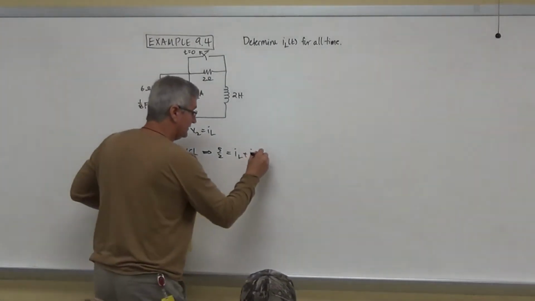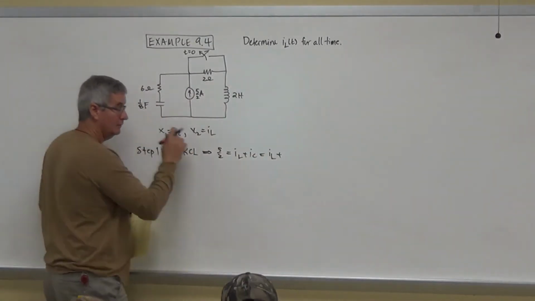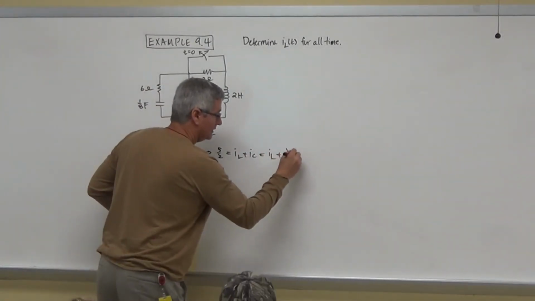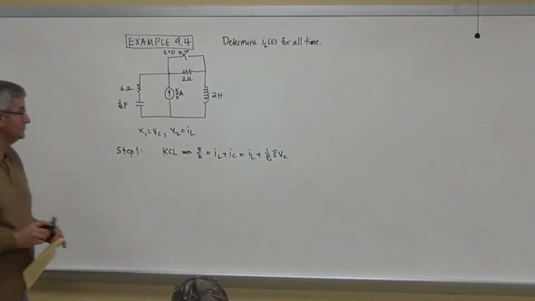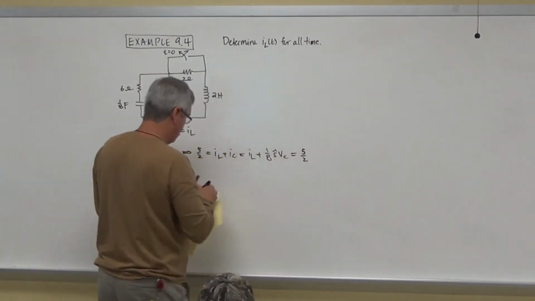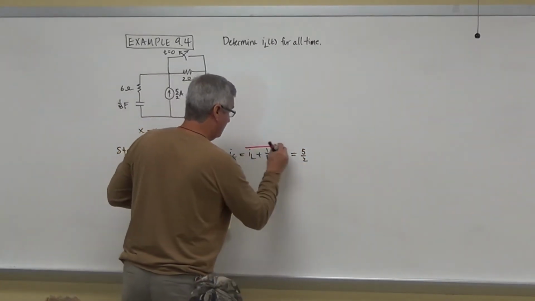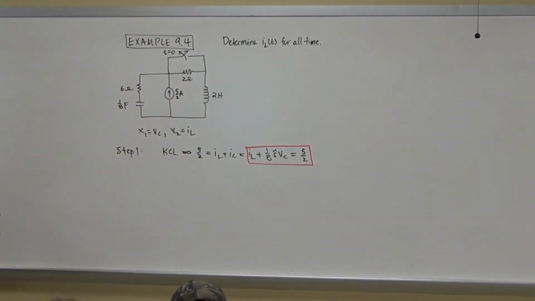I convert IC because now it has to be the cap value times S hat VC. So right away, I see that this whole equation is determined by IL and VC. That looks good. I'm going after the second one now.